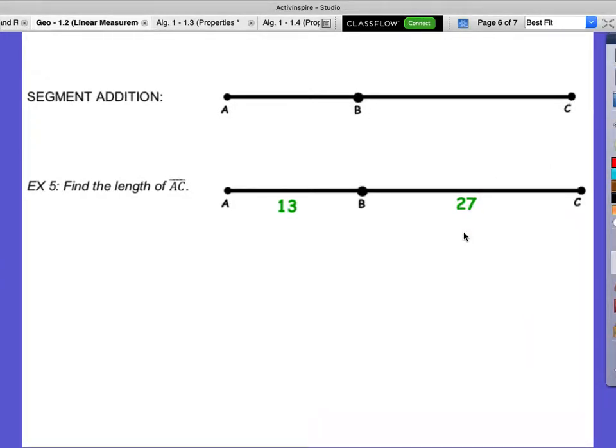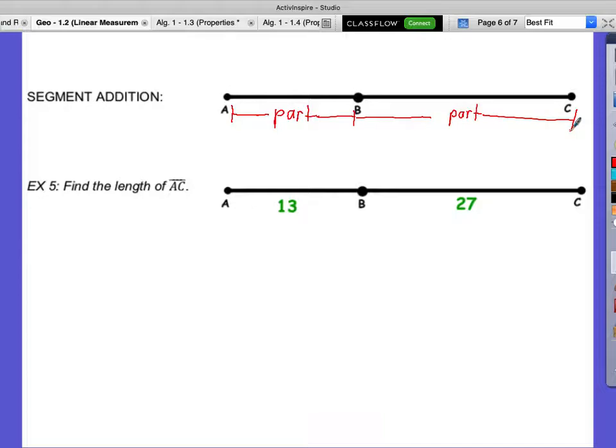Adding segments, okay? What this is saying is, if I take segment AB, which is part of this whole segment, and I add it to segment BC, which is the other part, do I get the whole thing? Like saying, if I take the distance from here to Hy-Vee, and from Hy-Vee to Bellevue, if I add them up, do I get the whole distance from here to Bellevue?